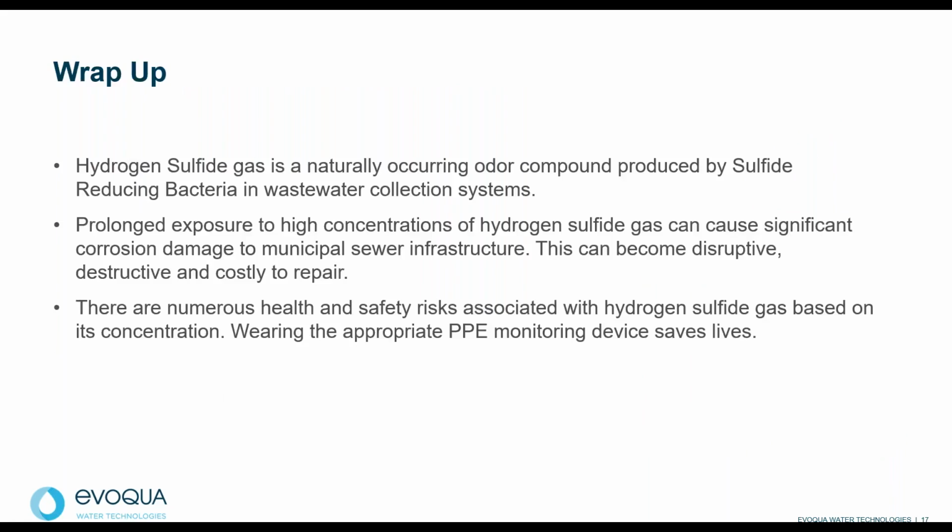So quick wrap up as an aside, we covered hydrogen sulfide gas. That is a naturally occurring odor compound produced by sulfide reducing bacteria, or SRBs, in wastewater collection systems. Prolonged exposure to high concentrations of hydrogen sulfide gas can cause significant corrosion damage to municipal sewer infrastructure. This can be disruptive, destructive, and costly to repair. There are numerous health and safety risks associated with hydrogen sulfide gas based on its concentration. Wearing the appropriate PPE monitoring device saves lives.